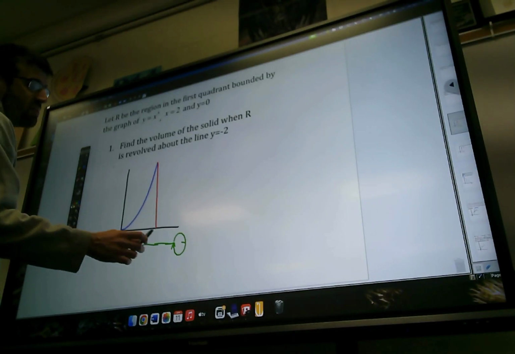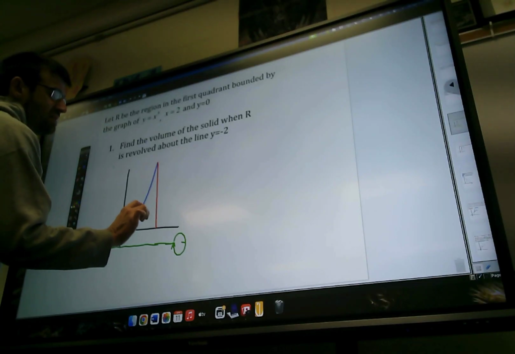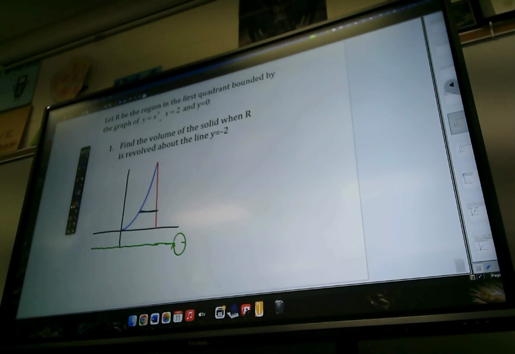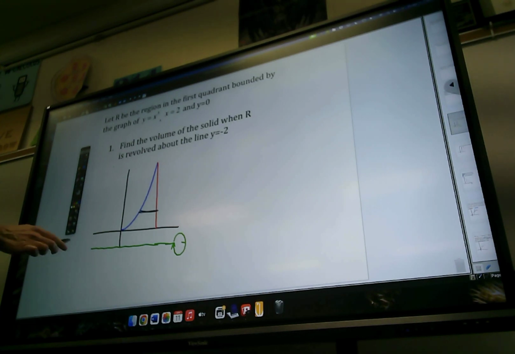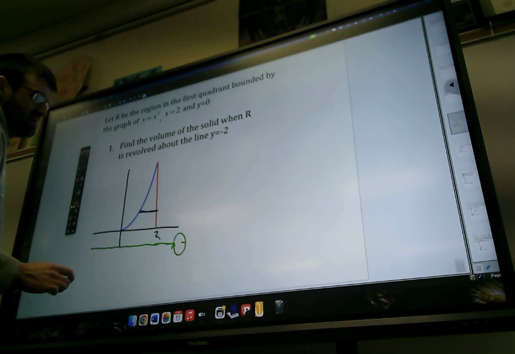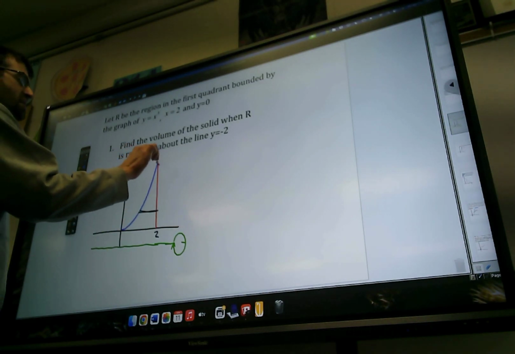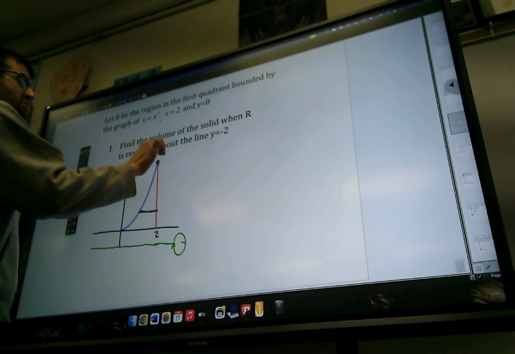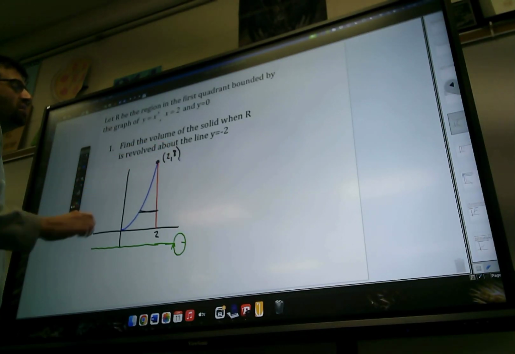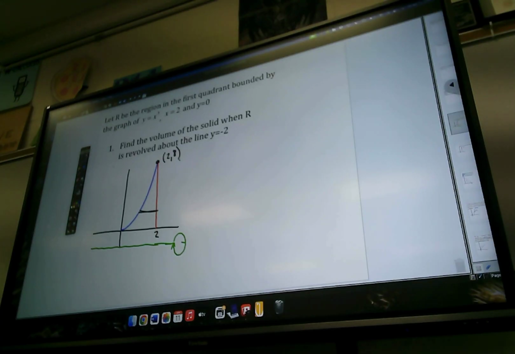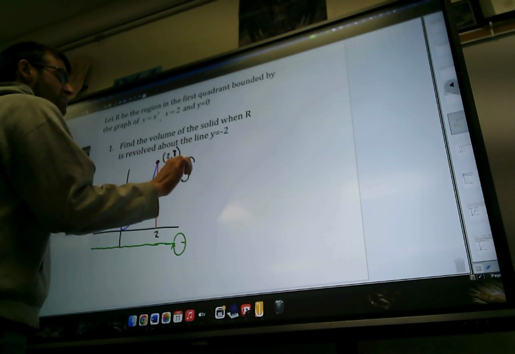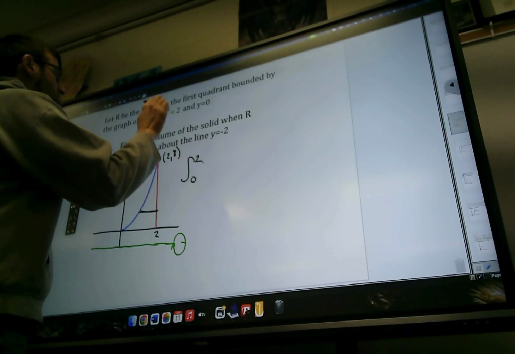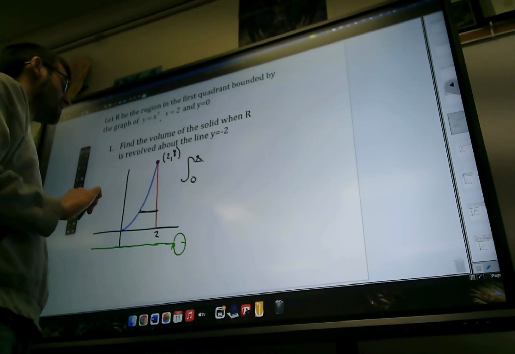So remember with shells, this is parallel to the axis of revolution. So I'm going to use shells with respect to y. So I know that this is x equals 2. This is y equals 8. So this is the point (2, 8). So when I integrate this, I am going to integrate from 0 to 8 in terms of y.